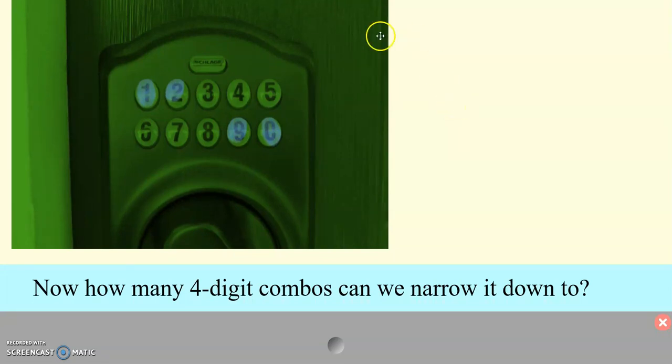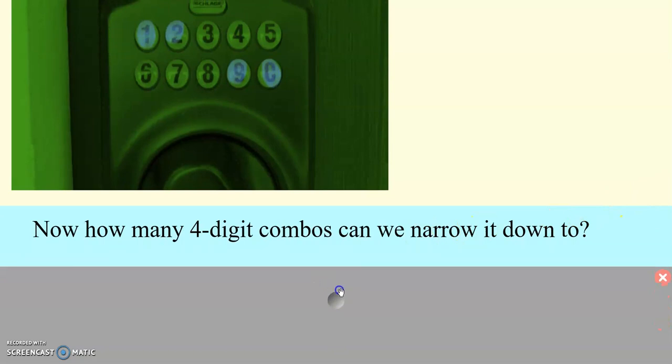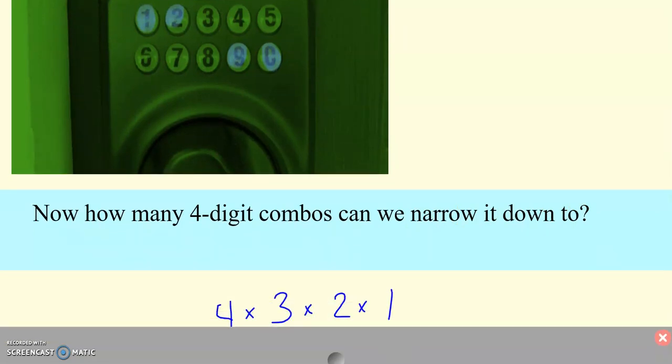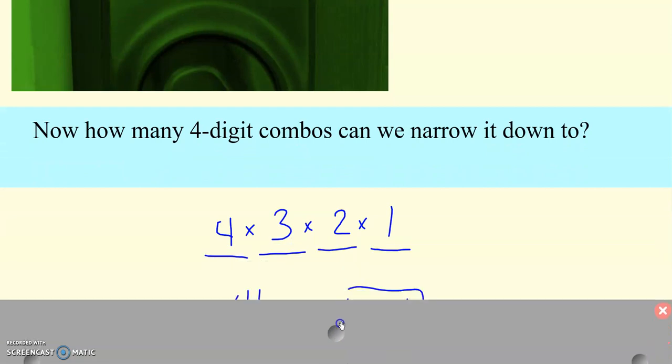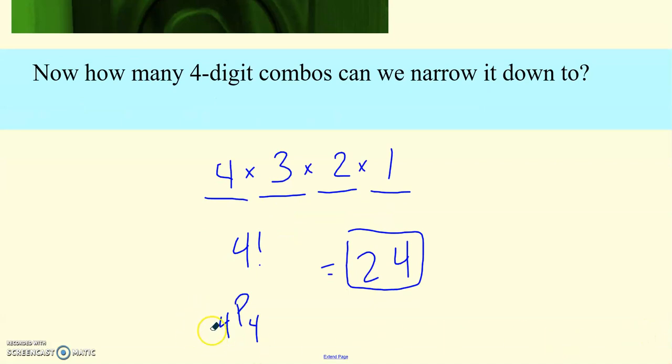Well, one weird thing about this situation is you might think we've narrowed it down to 4 times 4 times 4 times 4. But actually, we've narrowed it down more than that. Because there are 4 different numbers that are used, I know I need to use each number once, which means I know there are not repeats in this situation right now. So I can use the counting principle and do 4 times 3 times 2 times 1, which is 4 factorial. That's 24. That is also the same as 4P4.